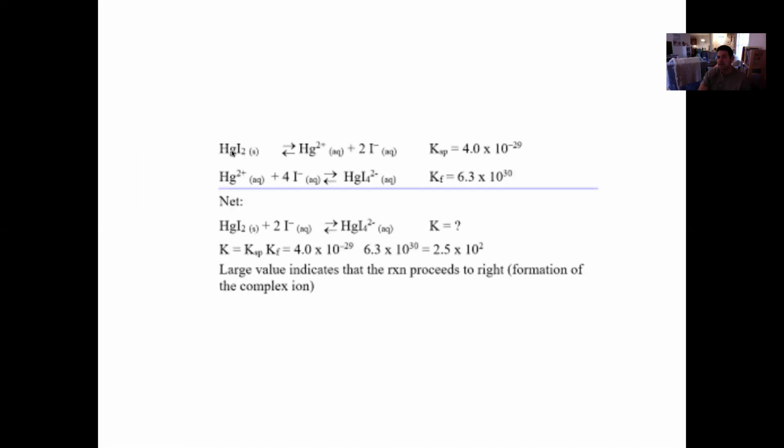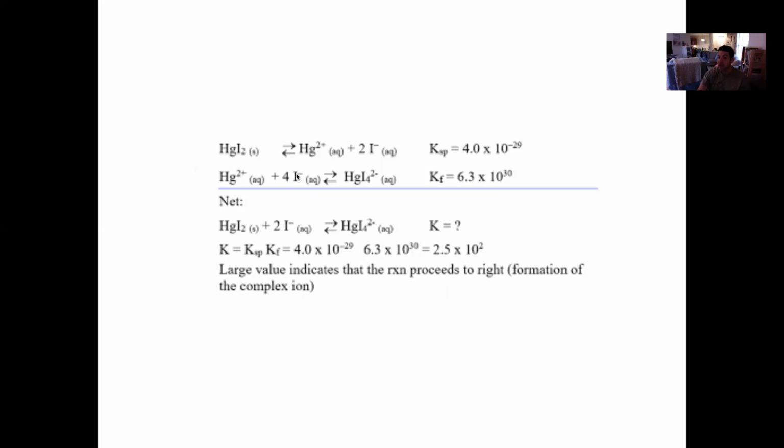So here's an example of mercury iodide. So mercury iodide as a solid, yes, it could form Hg2+ and 2 I-, but its Ksp is 4.0 times 10 to the negative 29th, right? So it's only going to make a very small amount of these ions. It's typically going to favor being a solid, right? That's mercury iodide. But look at mercury 2+.